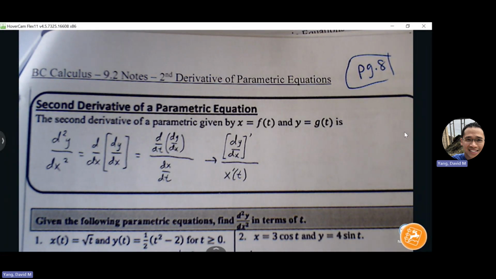Guys, go to page. Mr. Yang, does that dy/dx mean the derivative of that? Or what's the apostrophe? That's right. Yeah, that means derivative.